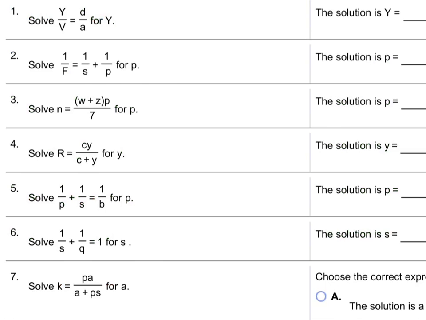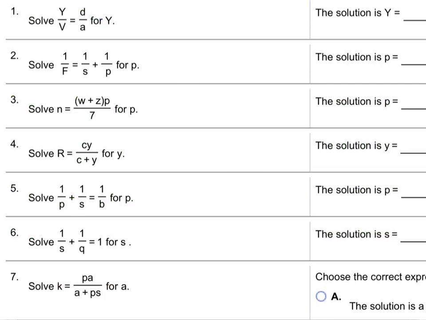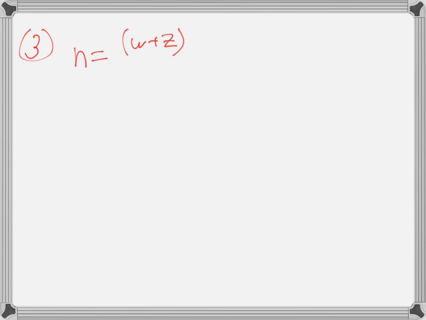Number 3. Oops, I already forgot it. N equals W plus C, P over 7. Solve for P. Okay, let's try that one. Do we just have one fraction on each side there? Isn't that one big fraction on the right side? That's not 2 fractions, is it?